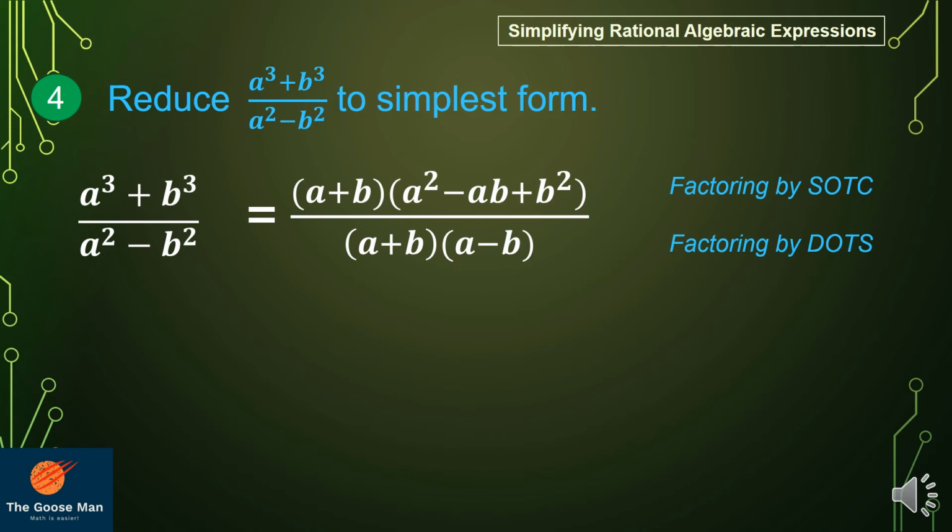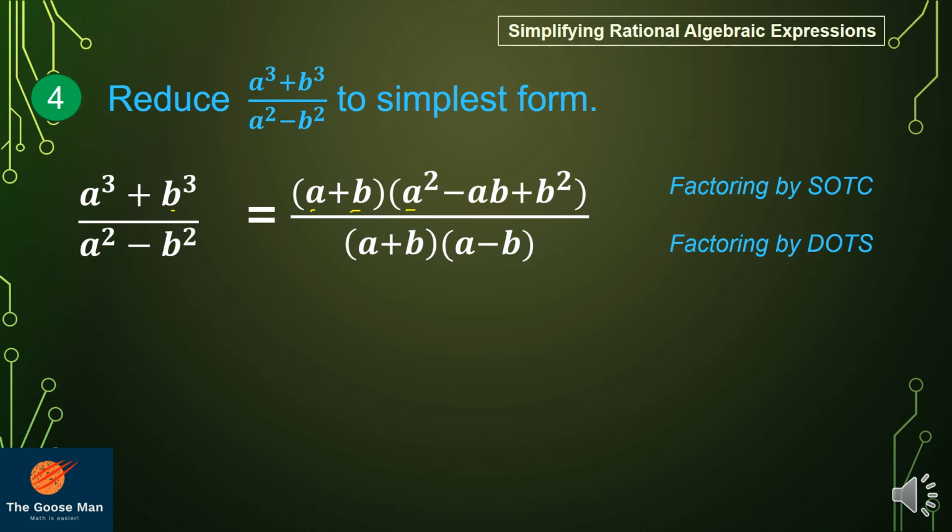So let's recall. This sum of two cubes can be factored as a product of a binomial and a trinomial. So again, to get the binomial, we get the cube root of a cubed, which is equal to a, and the cube root of b cubed is equal to b. Next, to get our trinomial, we will have a squared. Then get the product of a and b, so that is ab, but opposite in sign, so negative ab. Next, b squared.